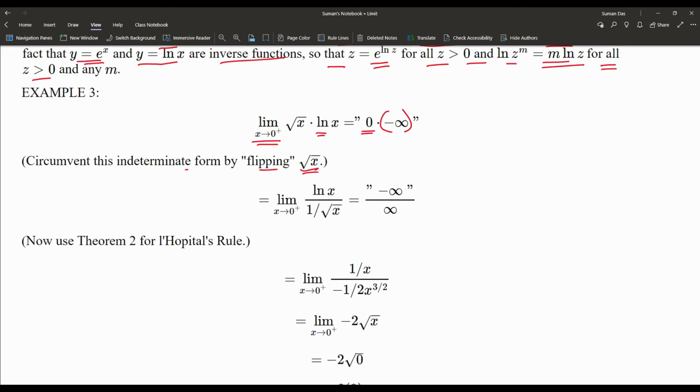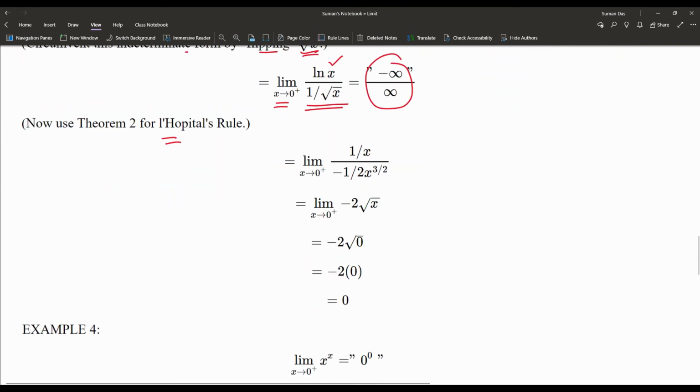That means we can write ln x here as the numerator and the square root of x as 1 by square root of x. That is the flipping. That means log x by 1 by square root of x. Now x tending to 0 plus, and now the form is becoming minus infinity upon infinity. Now we are using L'Hopital's rule.